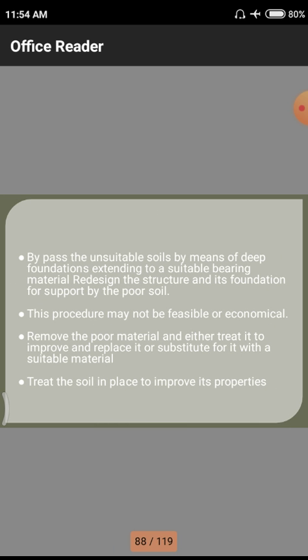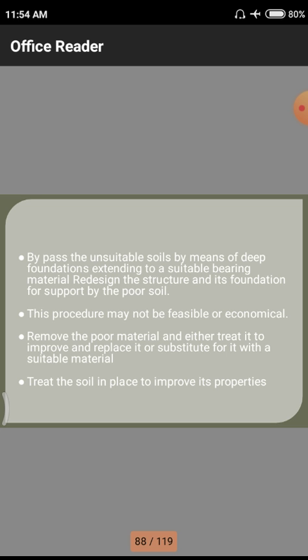First one, bypass of unsuitable soils by means of deep foundations extending to suitable bearing material, or redesign the structure and its foundations by supporting the poor soil. The first major thing we need to do is redesign the structural properties by increasing the depth of the particular structure. Since unsuitable soils may be present in huge amounts, we need to have huge foundations, so that the huge foundation will support the structure in these unsuitable soils, or otherwise we need to redesign according to the foundation and poor soil conditions.